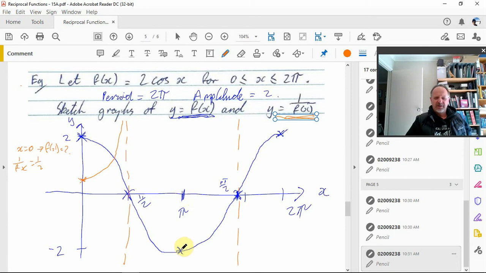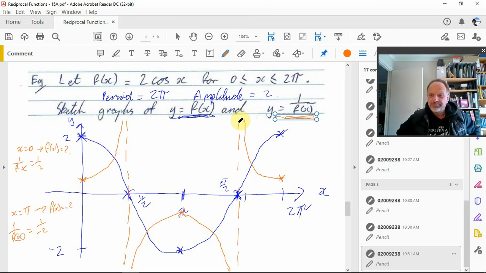Similarly here at pi, f(x) is negative 2. So when x is equal to pi, f(x) is negative 2. So that means that 1 on f(x) is going to be 1 on negative 2, so negative a half, so down here. And then it's going to curve around like so, and like so. And here at 2 pi, well, it's just going to be the same, because it's 1 period later, and then of course it's going to curve around that way.